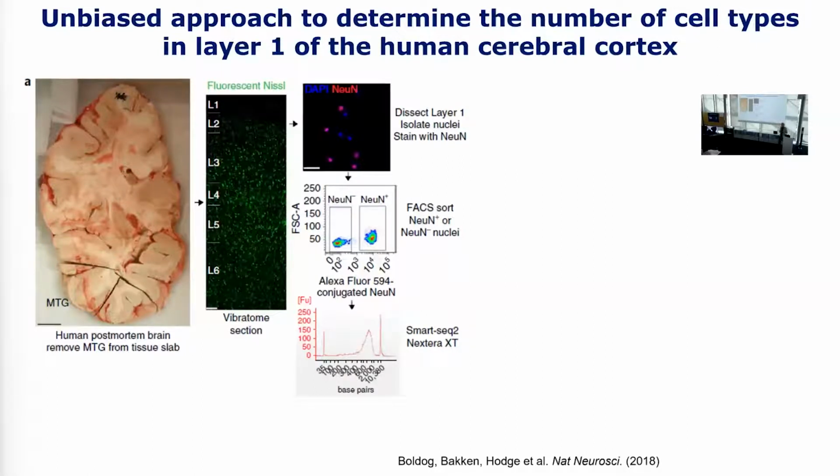So what's the unbiased approach we developed initially together with the Allen people? It is basically you dissolve pieces of the brain, you isolate nuclei, and you do all-out transcriptomics on individual nuclei.